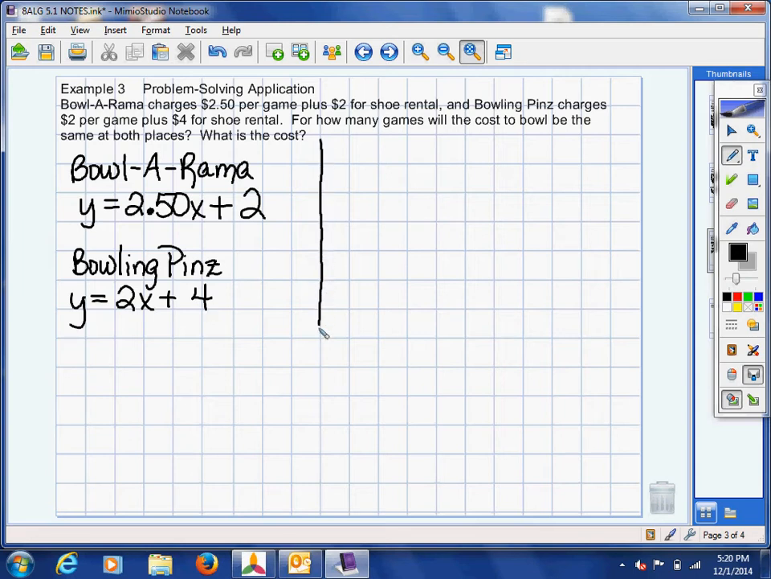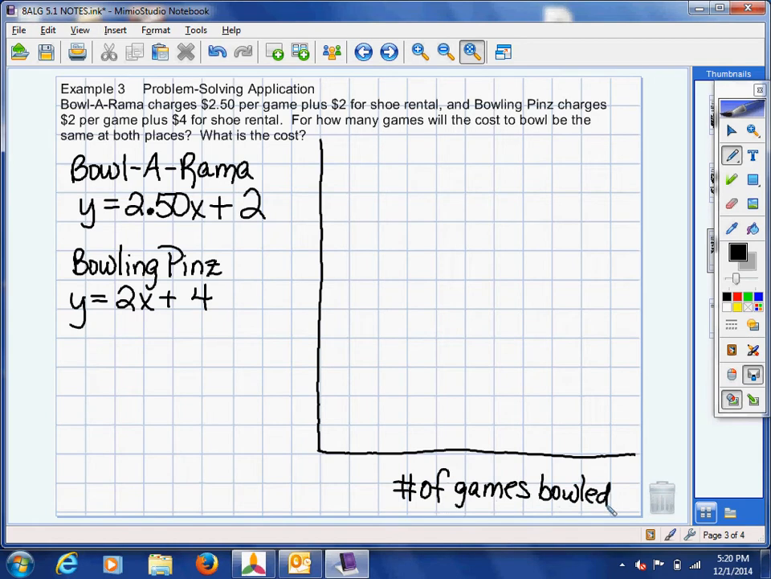Let's do a quadrant 1 graph. The reason why this one in particular will be quadrant 1 is because you can't have negative amounts of games or negative amounts of money in this situation. So your x-axis is going to be the number of games bowled. And what I would recommend that you do is go by ones, okay? No need to upset the increments, just go by ones. I think it'll be pretty easy to track that.